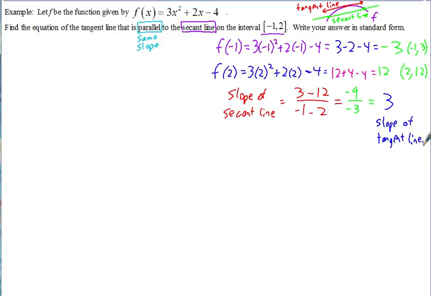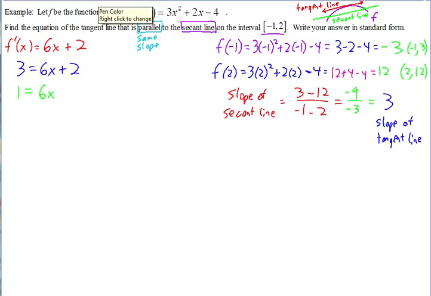So now we can take the derivative of our function, which gives us the slope. The derivative of f of x is 6x plus 2. And now we know that we want that to be equal to 3, so we can set it equal to 3. If you subtract the 2, you get 1, 6x, divided by 6, so you get x equals 1/6. There's the x part of our point of tangency.